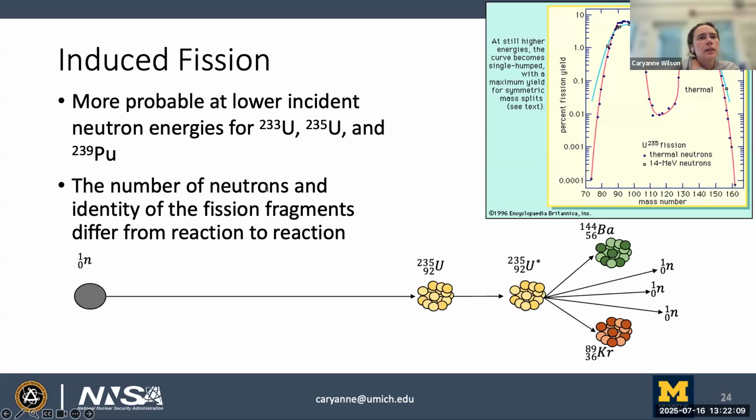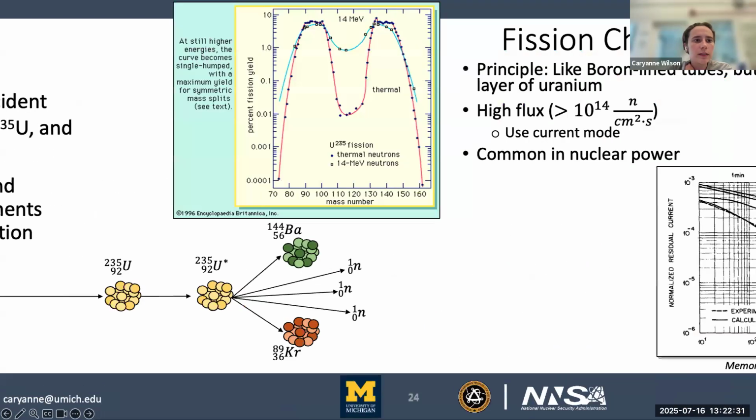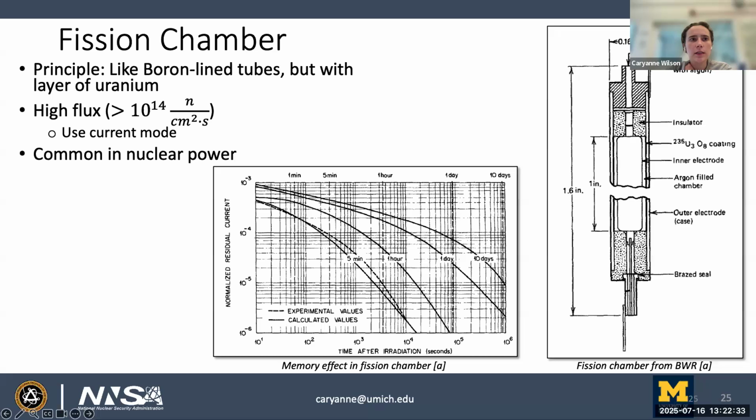The number of neutrons and identity of the fission fragments differ from reaction to reaction, because obviously the fission will emit some amount of neutrons like we talked about earlier, and then have some fission fragments. These are the distributions of the fission fragments right there. Each fissionable isotope has a unique distribution for these fission fragments, so we can take advantage of this in a detector such as a fission chamber.